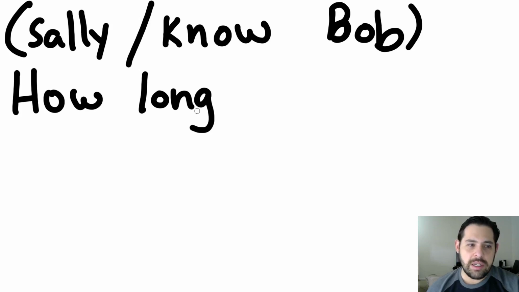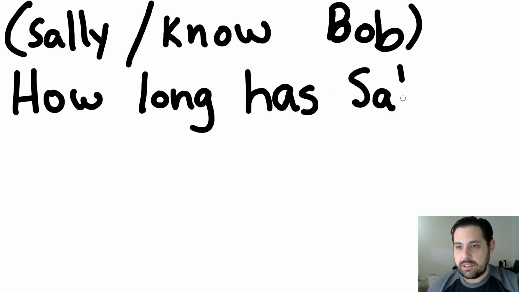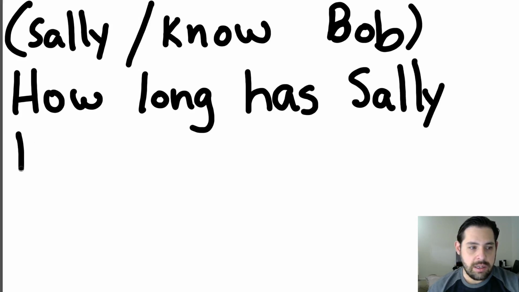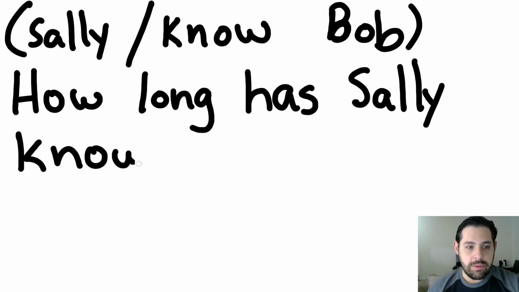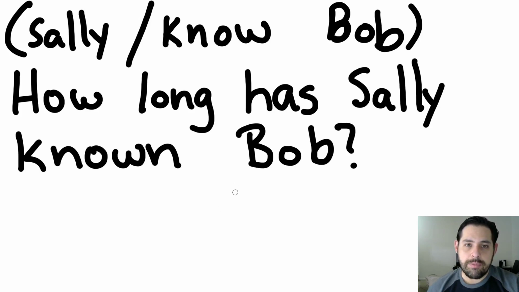Were you able to complete it? How long? We use our auxiliary verb to have conjugated with Sally as our subject. Sally is third person singular, so it's has. How long has Sally known Bob? How long has Sally known Bob? Did you get that right?